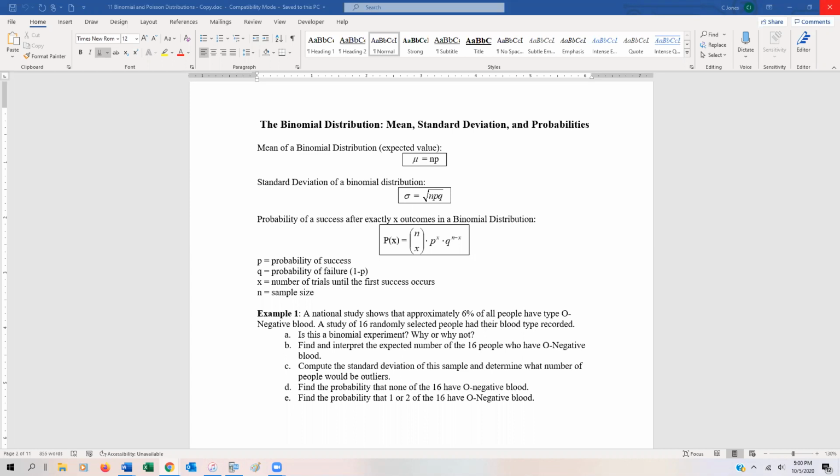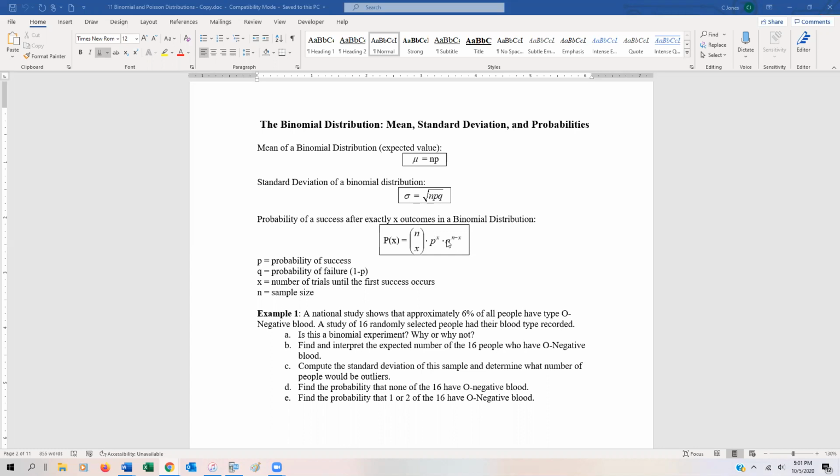So we can always find the mean of a binomial distribution, and it's actually pretty easy. We're going to define that as n times p. The standard deviation, which is probably one of the nicest standard deviation formulas we have in this course, is the square root of n times p times q. And of course, there's always a not so nice formula. This one is the probability of success of exactly x outcomes in a binomial distribution.